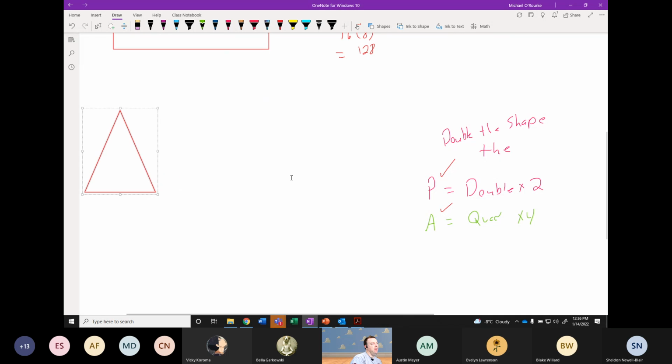Uh-oh, I gotta do some math now. Shoot. Why did I pick a triangle? So let's say this side is 5, this side is 5. This whole bottom is 6. Can someone tell me how I'd find the height of this? How would I find this measurement right here?